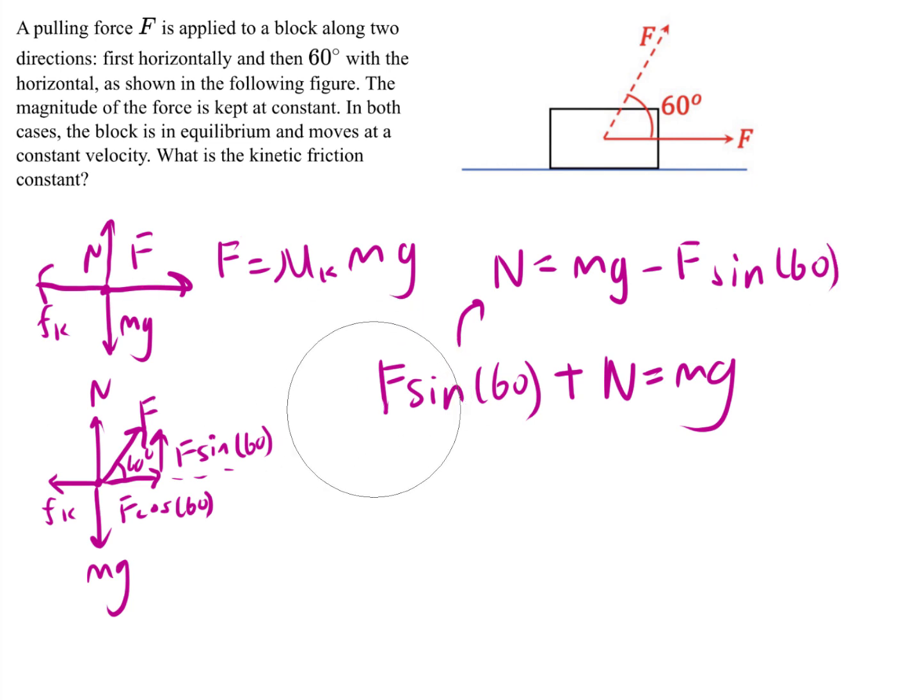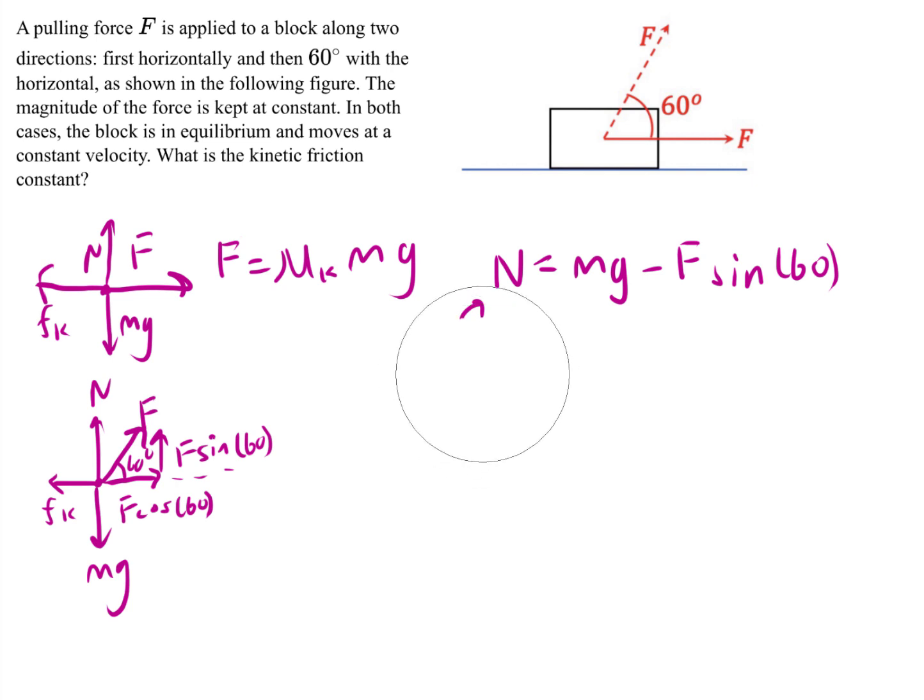Okay, so now we've got this, and you'll see why this is important in a second. Now for the second part, we're just relating these two again. It's the horizontal component of the force and the force of friction, and they have to be equal to each other because the object is not accelerating at all. So here we have it.